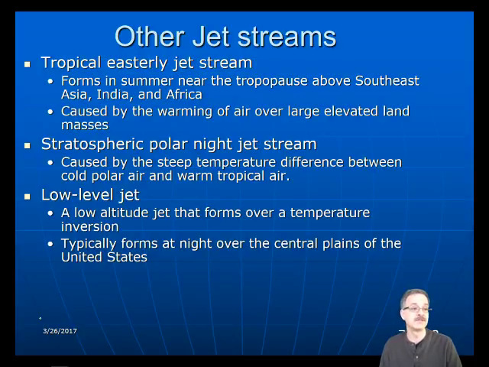And then we get these low-level jet streams. You can get a low-altitude jet stream that forms over a temperature inversion, typically forming at night over the central plains of the United States. Again, what's causing this? Well, the sun's gone away, remember? And when the sun's gone away, the landmass is going to radiate its heat upward. It's going to get cooler faster. You're going to have a steeper temperature gradient, and these jet streams form to transport this air to different locations on the Earth, because what the global weather system wants to do is get everybody to the same temperature.